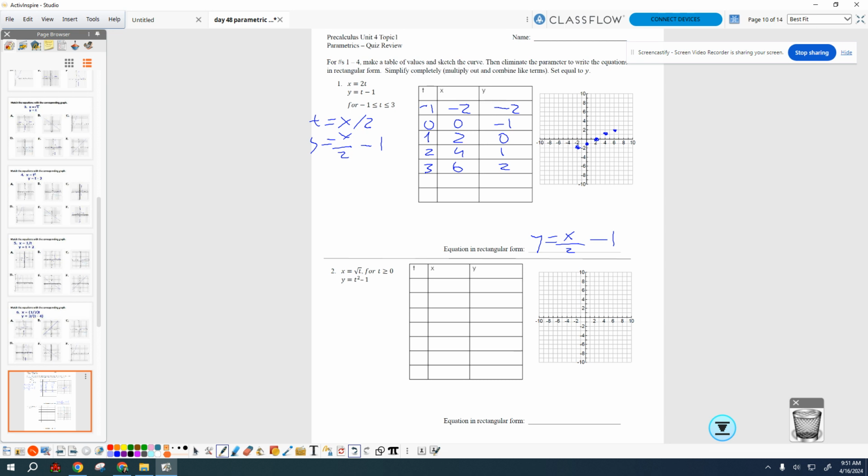Oh shoot, my bad. You don't even need it. Oh yeah, 9 is on the graph. Well, what's up?